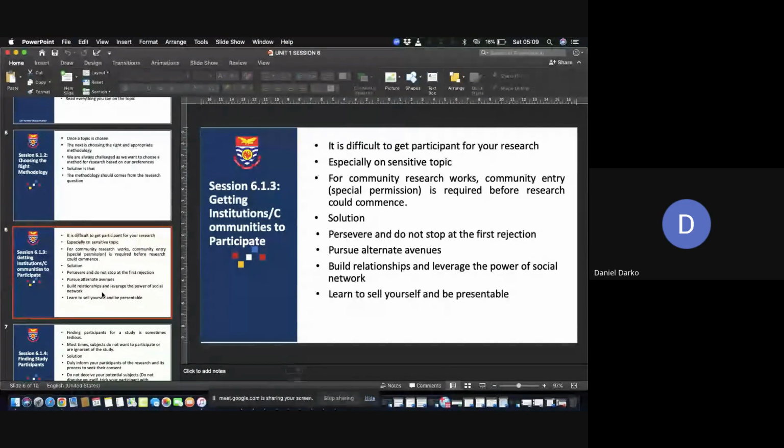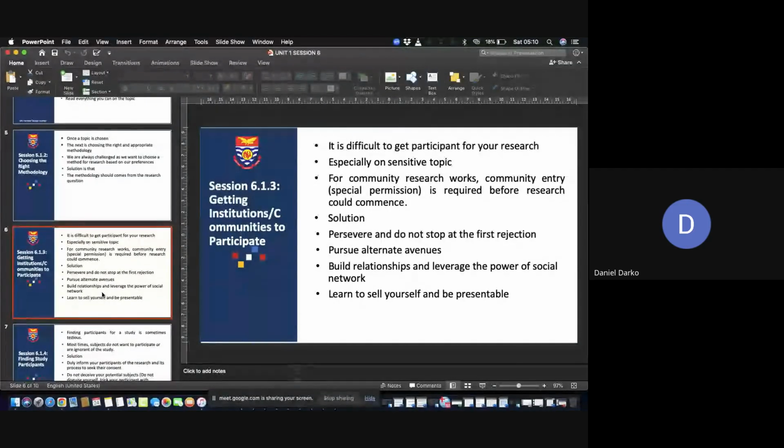Also build relationship and network. When you go to the community, build relationship, connect with them. Don't be isolated. Let them feel that you are part of them, so that in future, when you come, they will open up again. Some of you go there, and the moment you get your data, you don't even say goodbye. You leave. When you come next time, they will close their door at you because they'll tell you you are ungrateful.